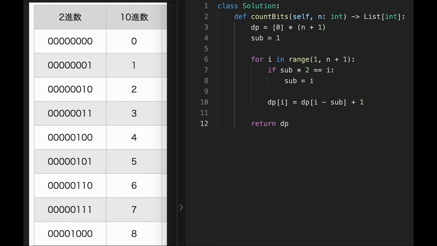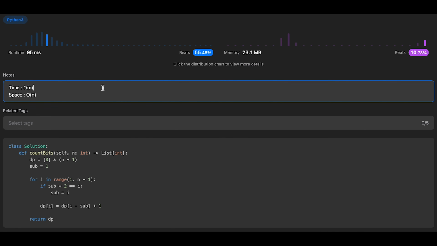Yeah, so let me submit it. Looks good. The time complexity of this solution should be order of n because we iterate from 1 to n and perform constant time operations within each iteration. So that's why order of n. And the space complexity is also order of n because we create a DP list to store the count for each number. So that's why space complexity is also order of n.